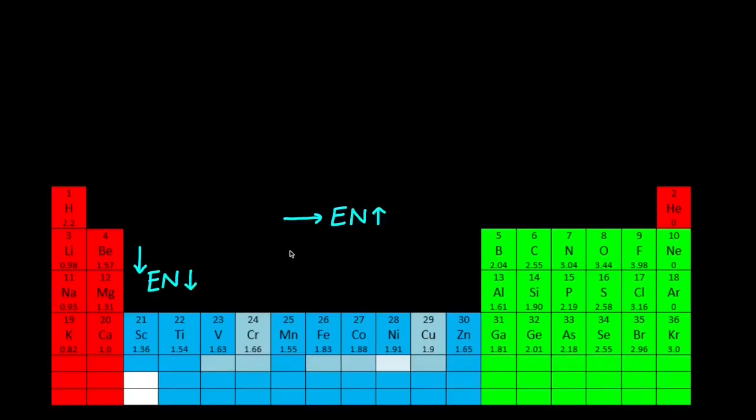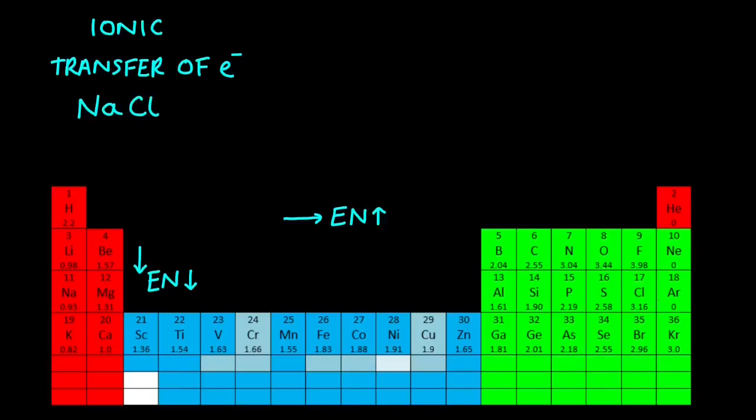So we can classify the different types of bonds based on a difference in electronegativity of the different species. So ionic bonds involve a transfer of electrons. So for example, with sodium chloride, where sodium has 1 valence electron and chlorine, being a halogen, has 7 valence electrons, 1 electron from sodium gets transferred to chlorine. So you end up with an ionic bond between the sodium cations and the chlorine anions.